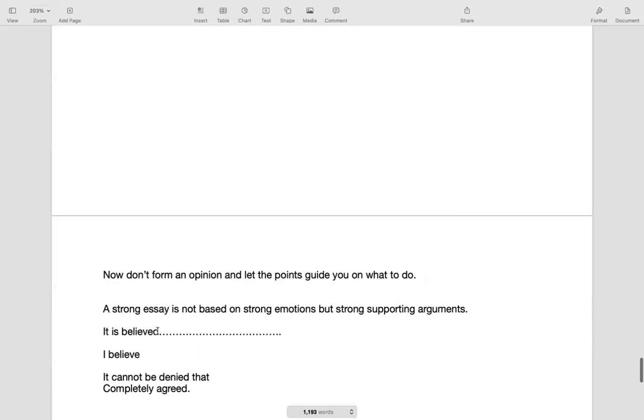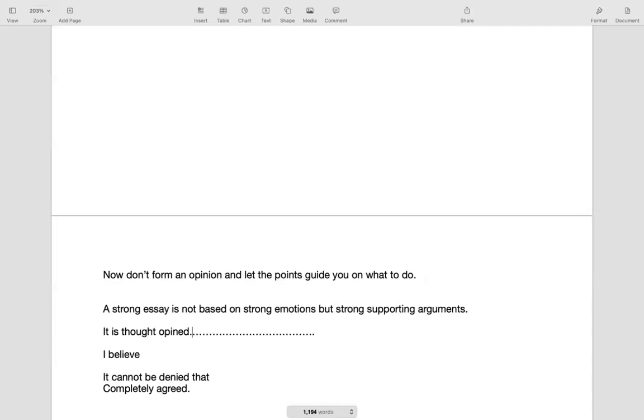You don't need to write it as believed. You can write it as thought. You can write it as opined. You can say some people consider this. You can write other ways, but it has to come in a way that it is people's opinions. It's not a fact. You have to mention that it is an opinion of certain people and it is not a fact. That's what you need to do.